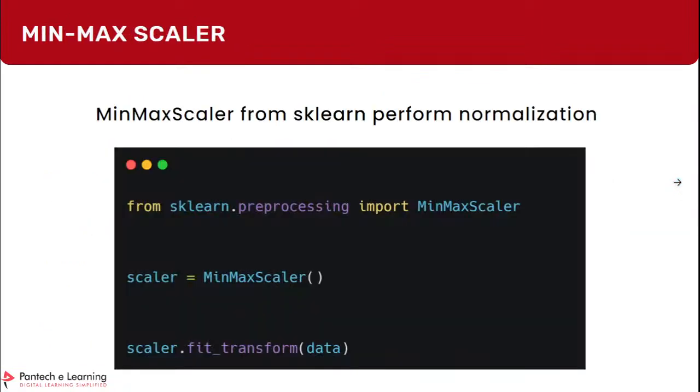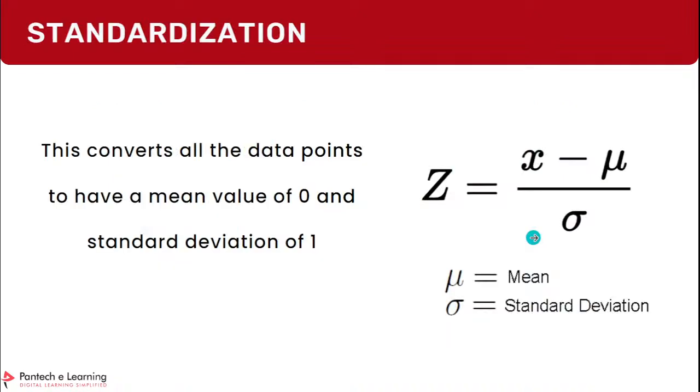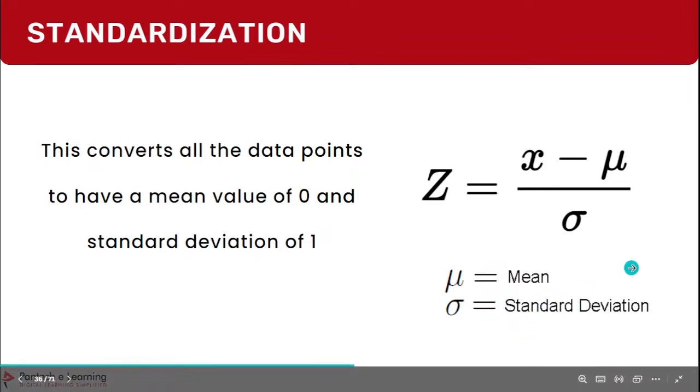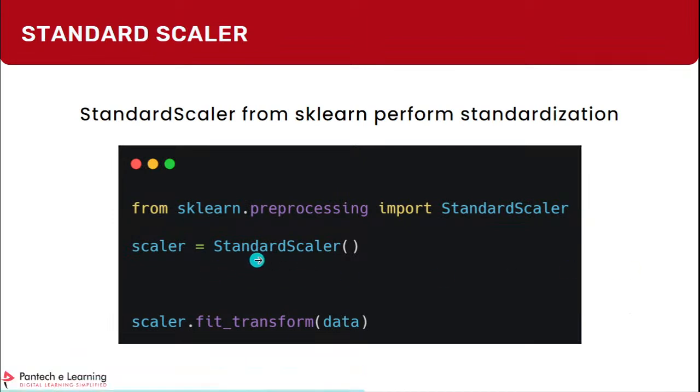Or you could perform this with sklearn.preprocessing. You could import min-max scalar and do this. And you could also perform standardization, where if you apply this formula, the output will have a mean value of 0 and standard deviation of 1, like normal distribution. You could use standard scalar for this.